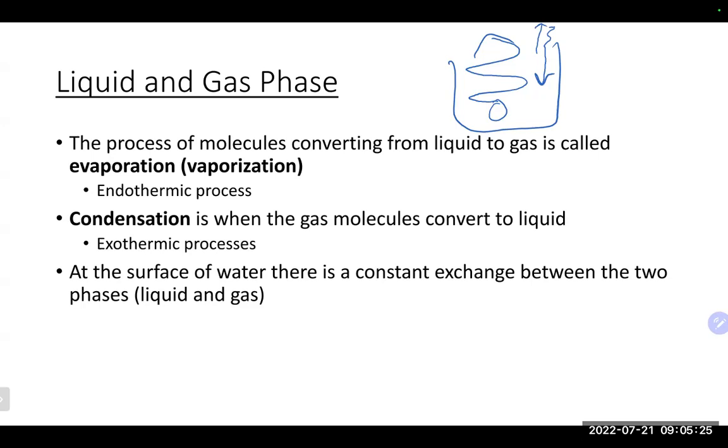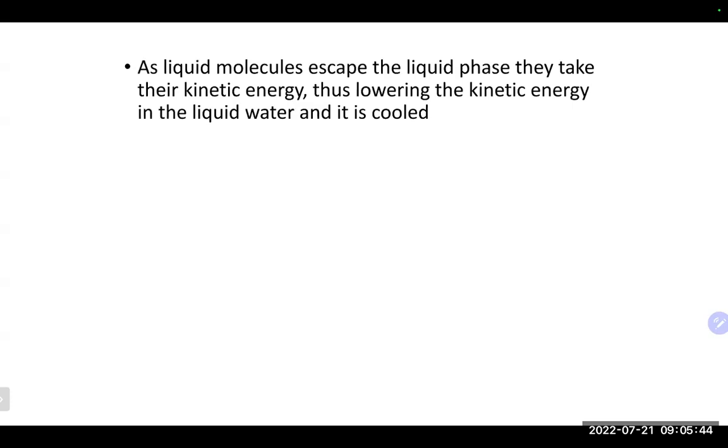At the surface of water, as I mentioned before, there's a constant exchange occurring between liquid and gas. Evaporation and condensation at any surface is always occurring, as we talked about. And again, at some point it may reach equilibrium. The rate of going up and down may equal each other, especially in a closed situation.